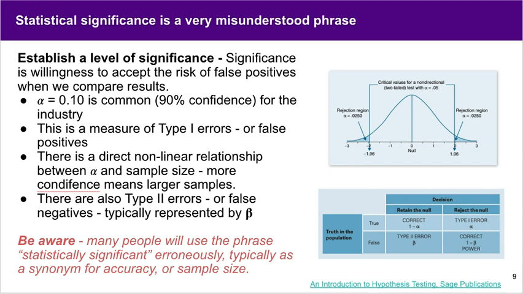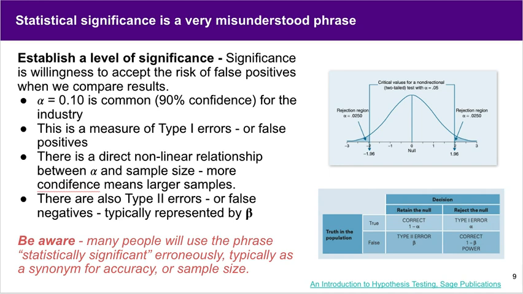Significance. So this is denoted by alpha in stats. It's 0.1 is common for the industry, and really it's the measure of false positives. The other term to think through is confidence, and this is the inverse of alpha. You can see this on the table here on the bottom right. 1 minus your alpha would be your confidence or significance level. So a 0.1 is a 90% confidence, a 0.2 would be 80%, and so on.